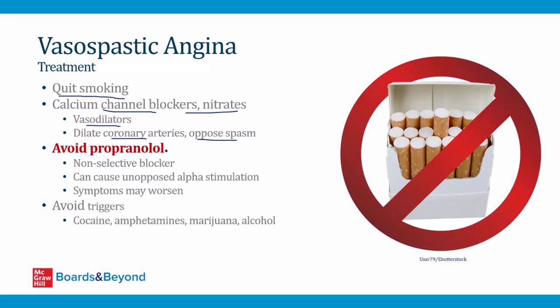A couple special caveats: patients who have vasospastic angina usually need to avoid propranolol. This is a non-selective beta blocker, and it can block beta 1 and beta 2 receptors and cause unopposed alpha stimulation. And in some cases, this vasoconstriction you get in the periphery from stimulating alpha receptors leads to a trigger for vasospasm, and the symptoms can worsen.